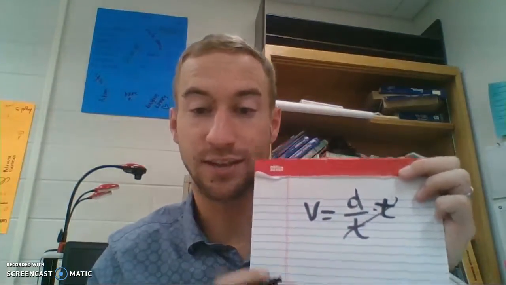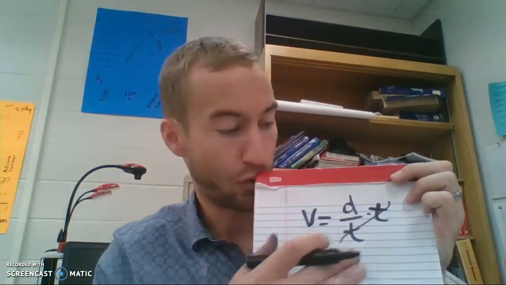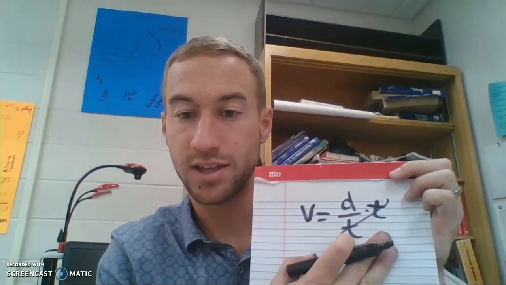So I've multiplied this side by t. My t's cancel out then. So I'm just left with distance on this side. But remembering my rules of algebra, what I do to one side of the equation on the equal sign, I have to do to the other side. So since I took this side times t, I also need to take this side times t.